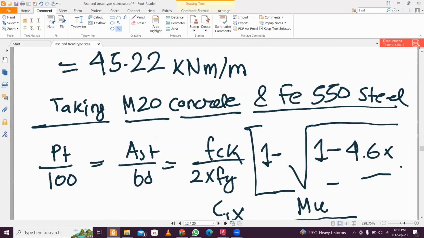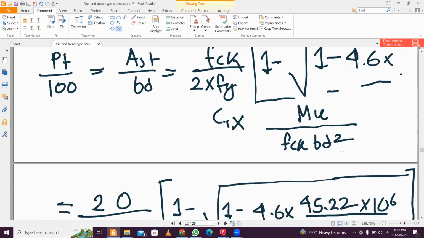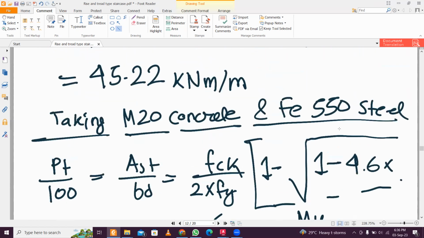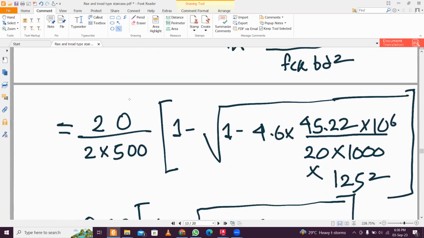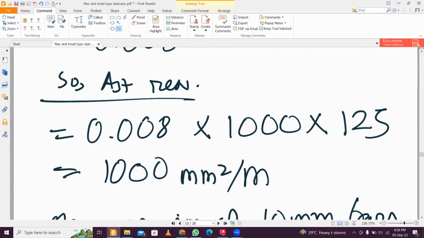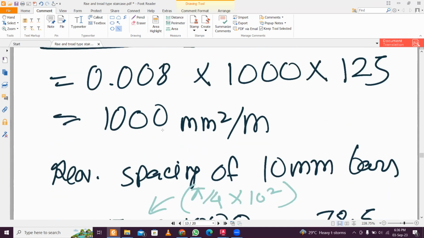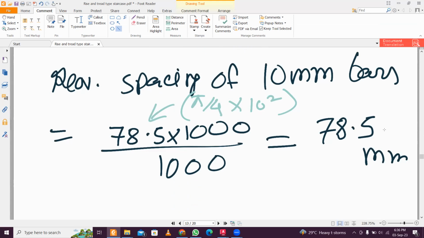So as usual, we have this very important formula: AST by BD is equal to FCK by 2 into F by 1 minus root over 1 minus 4.6 into MU by FCK BD square. So we have calculated MU here. We just put MU, and we take M20 grade concrete and Fe500 steel, and we find the AST required. So AST required is this much, 1000 mm square per meter, and for a 10 mm bar, if you do pi by 4 into 10 square, it comes as 78.5. So the spacing required is 78.5.